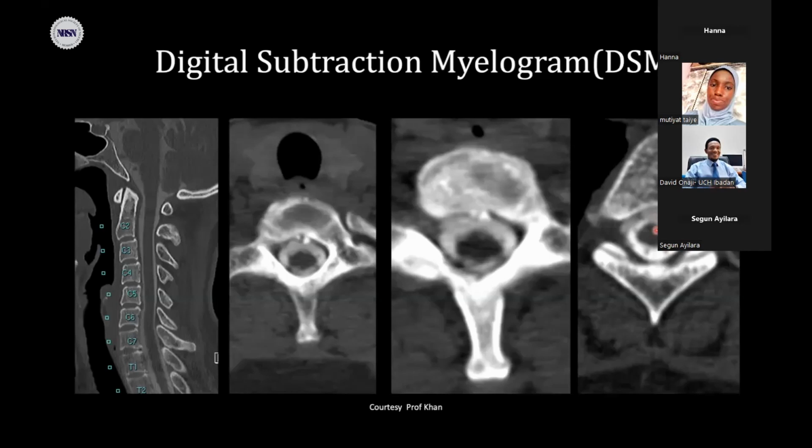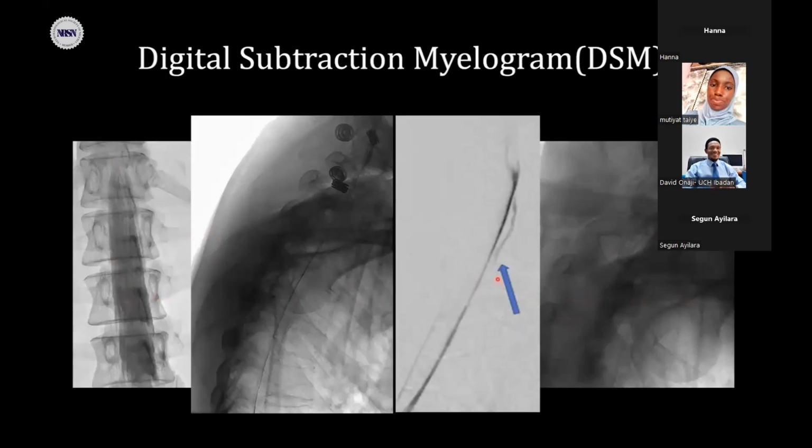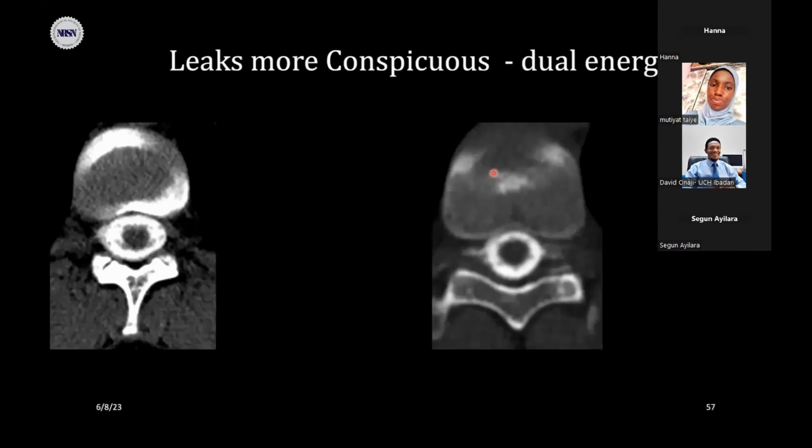contrast. So they went ahead to do a digital subtraction myelogram, as we can see here, and it was able to track the leakage of the contrast at the C7-T1 level. Okay, so you can use the DSM to be able to pinpoint where the leakage is. So the imaging forms are more complementary. All the methods are complementary. They help in getting to the root cause of the CSF leaks.